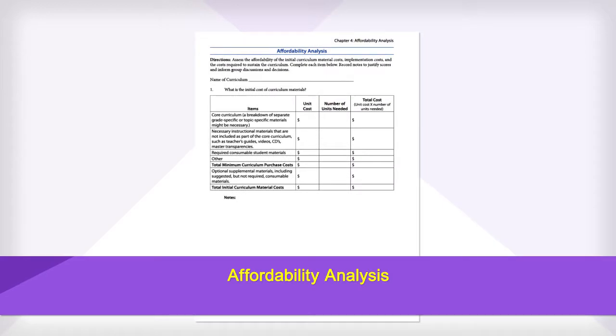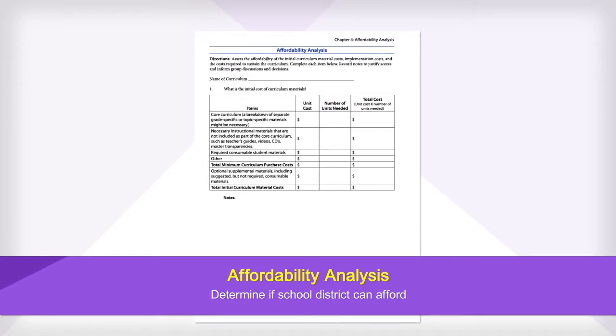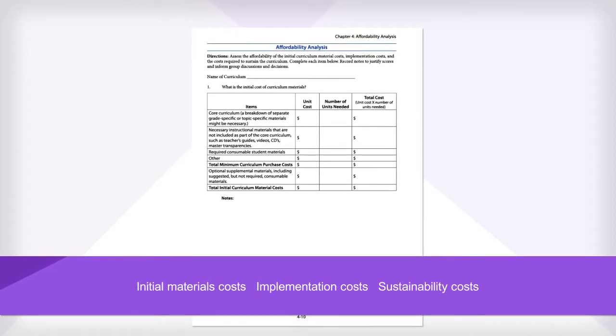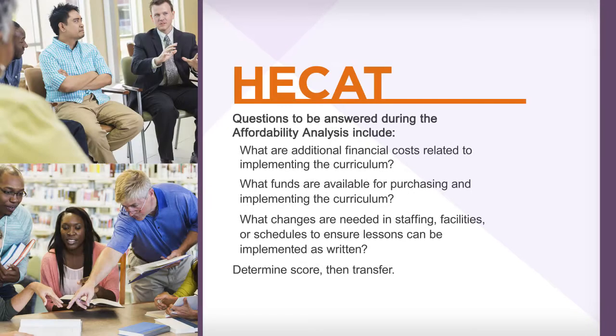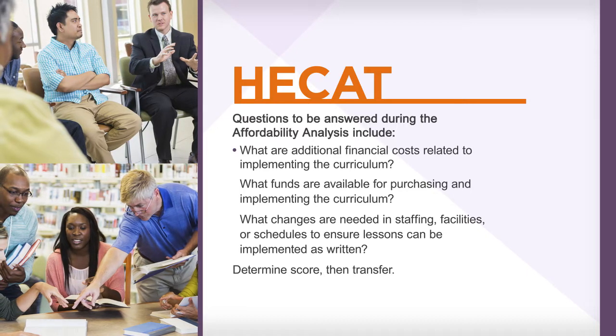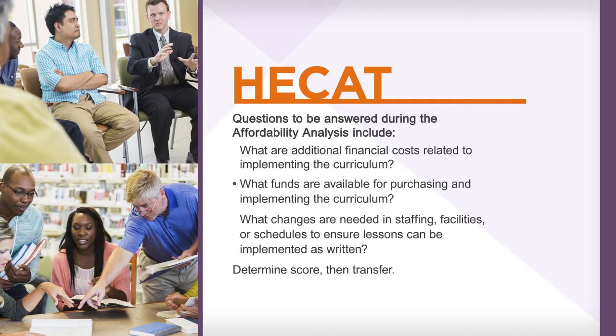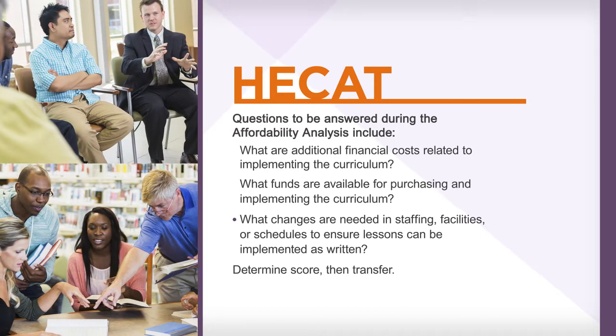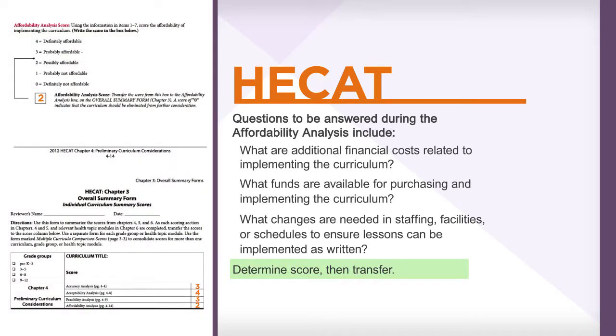Last is the affordability analysis. This assessment allows you to determine if your school district can afford the curriculum in terms of initial materials costs, implementation costs, and sustainability costs. Questions to be answered during the affordability analysis include: what are the additional financial costs related to implementing the curriculum? What funds are available for purchasing and implementing the curriculum? What changes are needed in staffing, facilities, or schedules to ensure lessons can be implemented as written? Based on these factors, determine an affordability analysis score. As with the previous analyses, this score is then transferred to the overall summary forms that will be discussed later in this training. However, common sense dictates that if a curriculum is costly, it might not be considered or scored further.